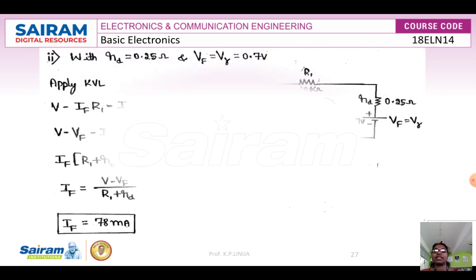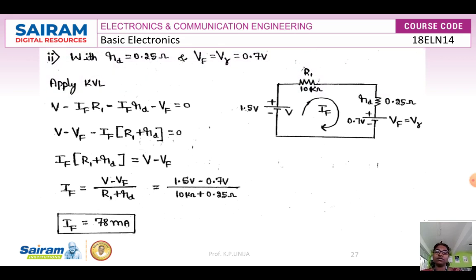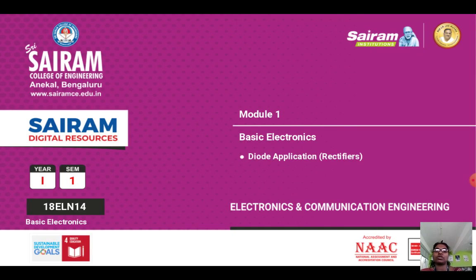What is the second condition here? Here Rd is equal to 0.25. Then Kirchhoff's voltage law is written as V minus If into R1 minus If into Rd minus Vf is equal to 0. Substituting the values, we finally get If equal to 78 milliamps.